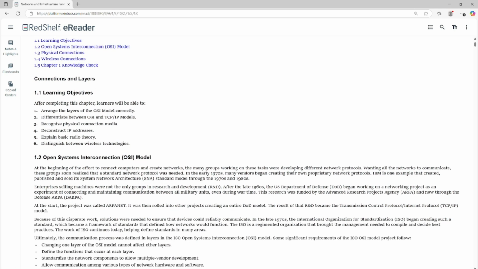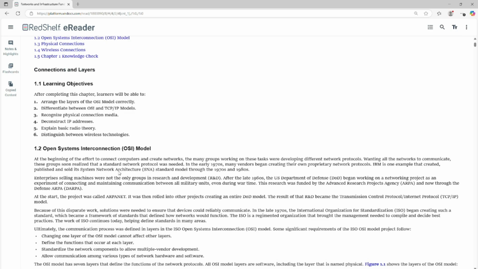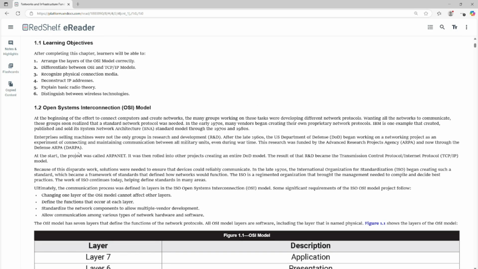After you complete this chapter, which is chapter 1 on connections and layers, you're expected to be able to arrange the layers of the OSI model correctly, differentiate between OSI and TCP/IP models, recognize physical connection media, deconstruct IP addresses, explain basic radio theory, and distinguish between wireless technologies. Let's begin with the Open Systems Interconnection Model.